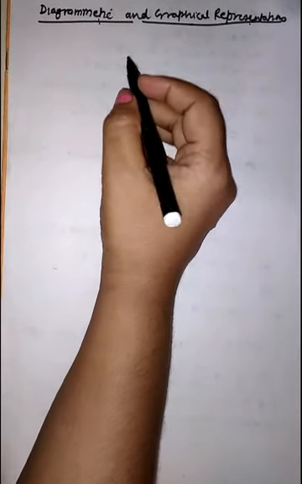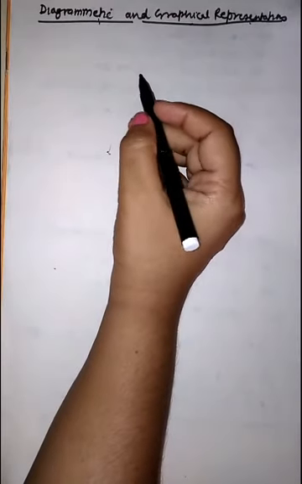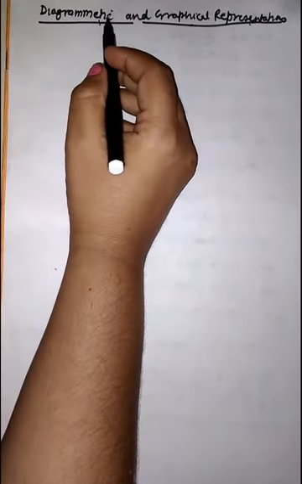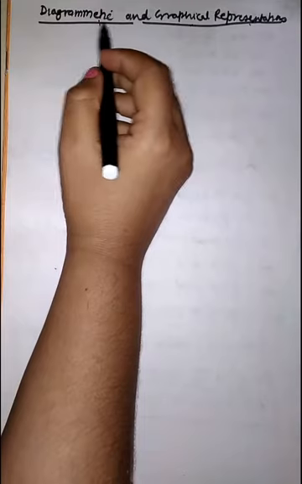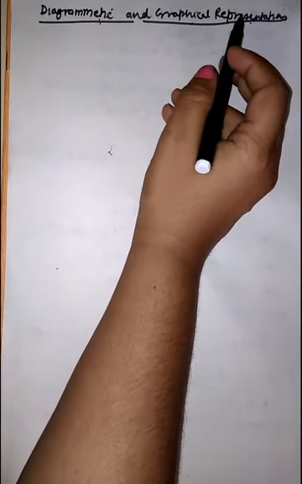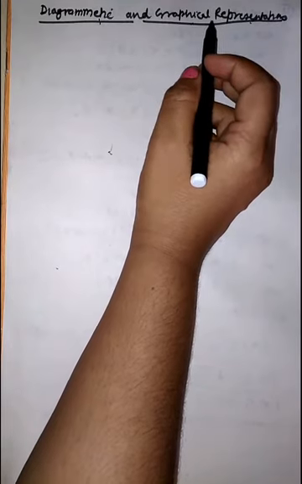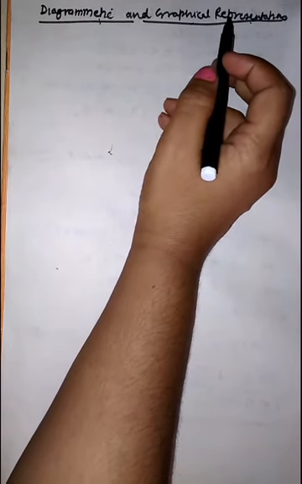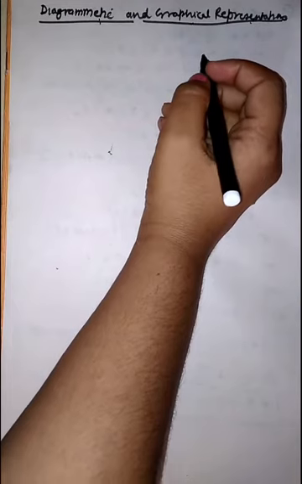If you understand in one line, diagrammatic representation means data shown by diagram, and graphical representation means data shown by graph. Right, friends?